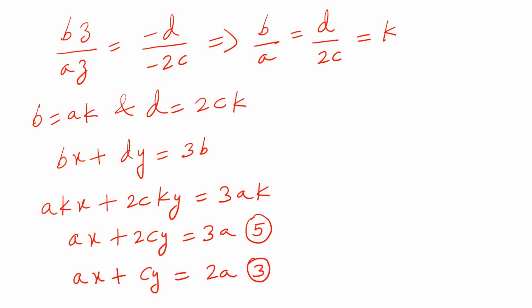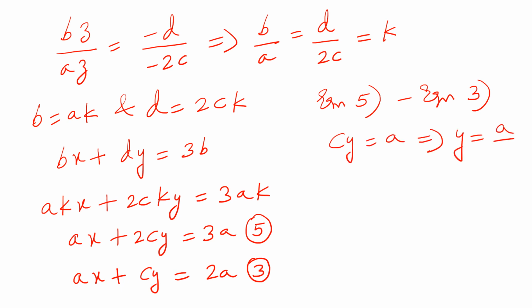Now students, just subtract equation 3 from equation 5. So when you subtract equation 3 from equation 5, you will get cy equal to a. That means from here I can write y equal to a upon c. Now students, from equation number 1, I already have z equal to minus 2c upon a.